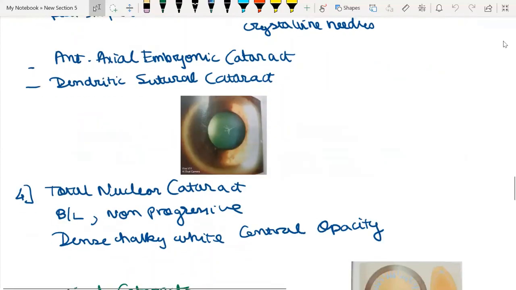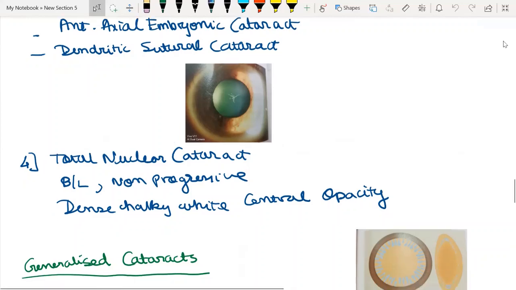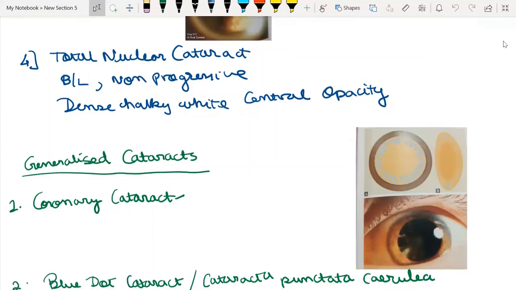The fourth type is the total nuclear cataract, which is again a bilateral type, non-progressive, and we can see a dense, chalky, white central opacity. The last type of congenital cataracts is the generalized cataract. Here we can see the coronary cataract. You can see multiple opacities which are arranged in a radial fashion. Now that is the coronary cataract.